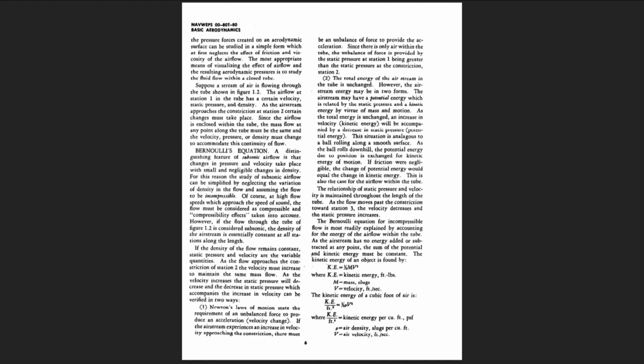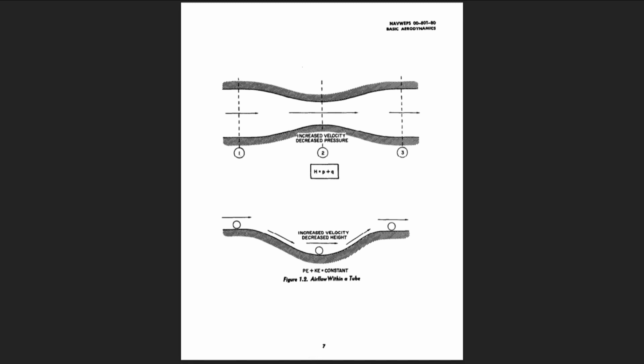The most appropriate means of visualizing the effect of airflow and the resulting aerodynamic pressures is to study the fluid flow within a closed tube. Suppose a stream of air is flowing through the tube shown in figure 1.2. The airflow at station 1 in the tube has a certain velocity, static pressure, and density. As the airstream approaches the constriction at station 2, certain changes must take place. Since the airflow is enclosed within the tube, the mass flow at any point along the tube must be the same, and the velocity, pressure, or density must change to accommodate this continuity of flow.